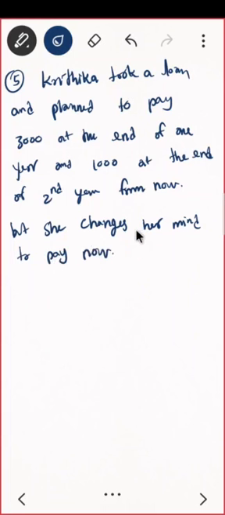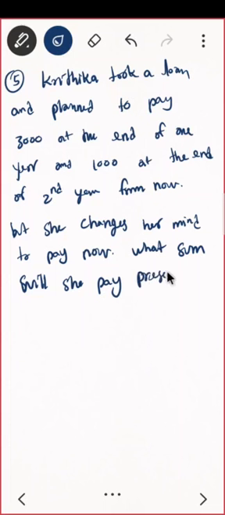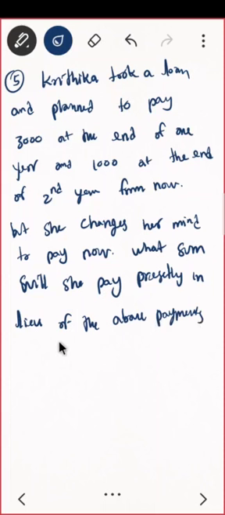What sum will she pay presently in lieu of the above payment, if the CI is 9% per annum.